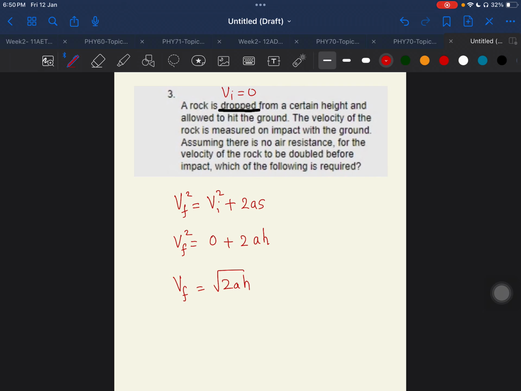Now it's saying that we need to make Vf double. So if we need to make Vf double, what should be done to the height? Obviously, there is a square root. That means the height should become 4 times, because you have a square root. So if I do square root of 4, I will get a factor of 2 for Vf. That means Vf will be doubled. So when the height is made 4 times, quadrupled, the final velocity will be doubled.